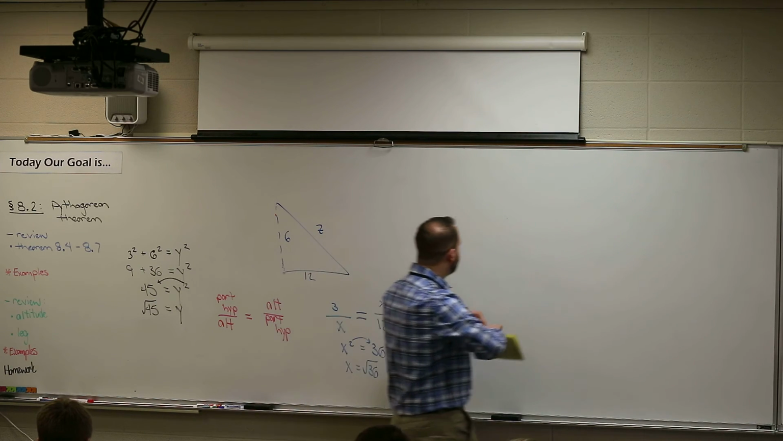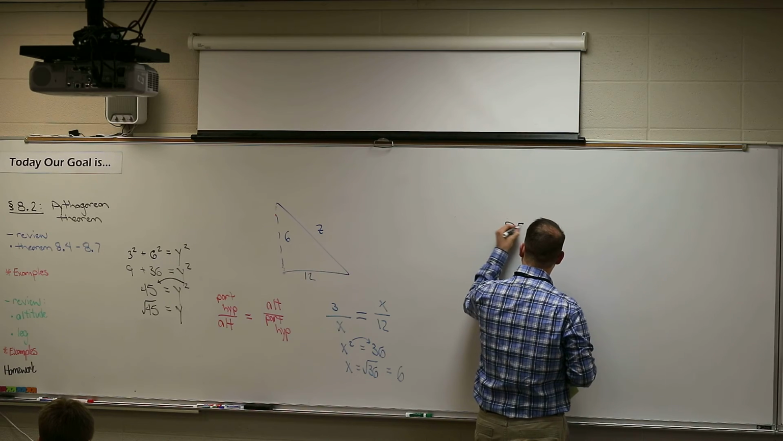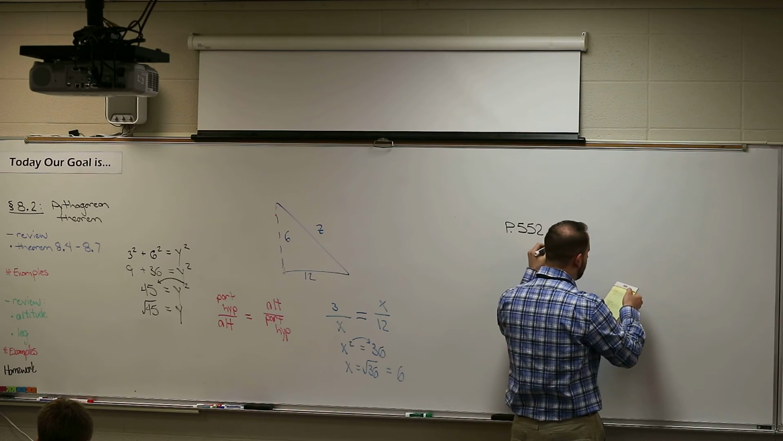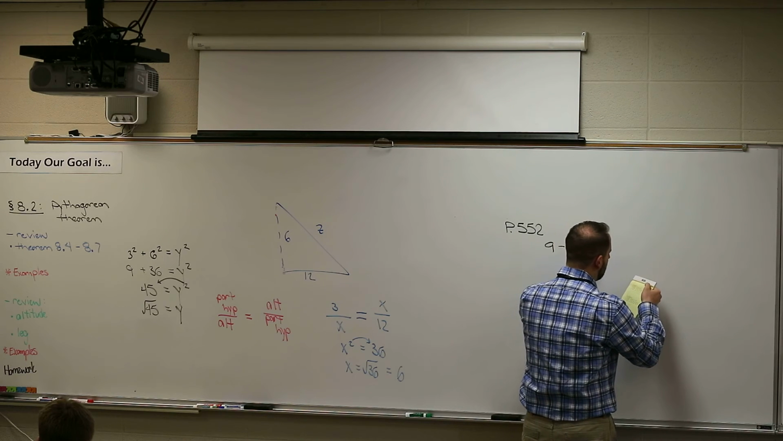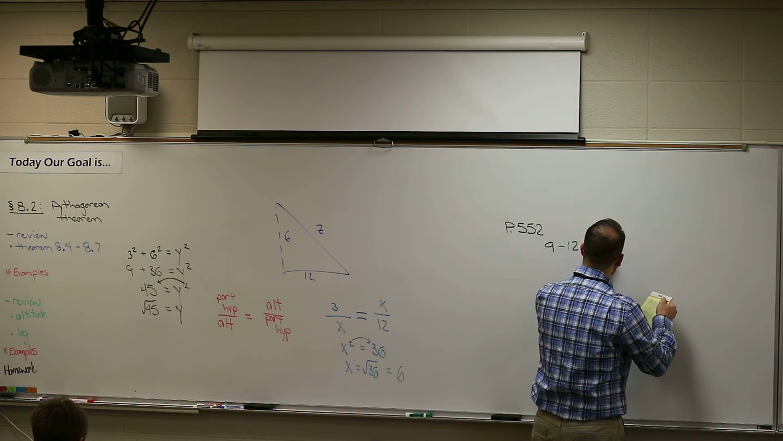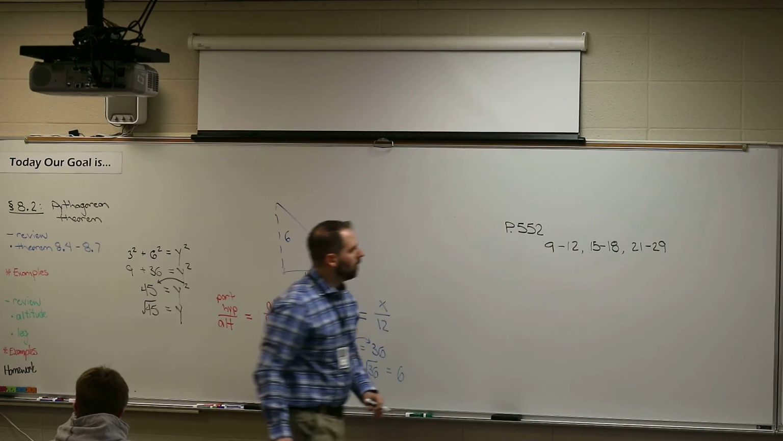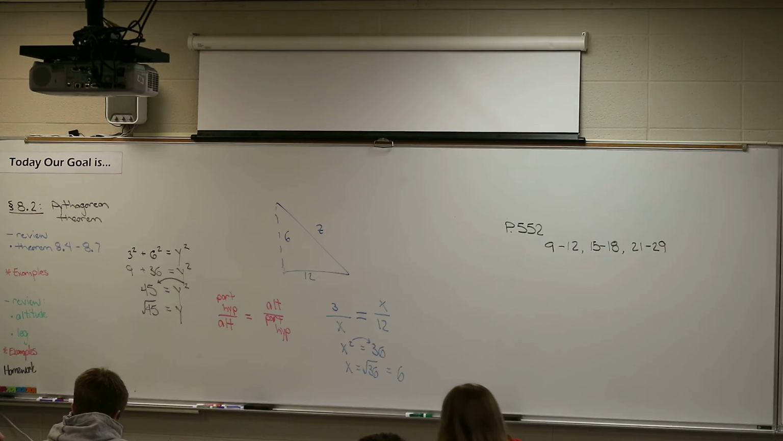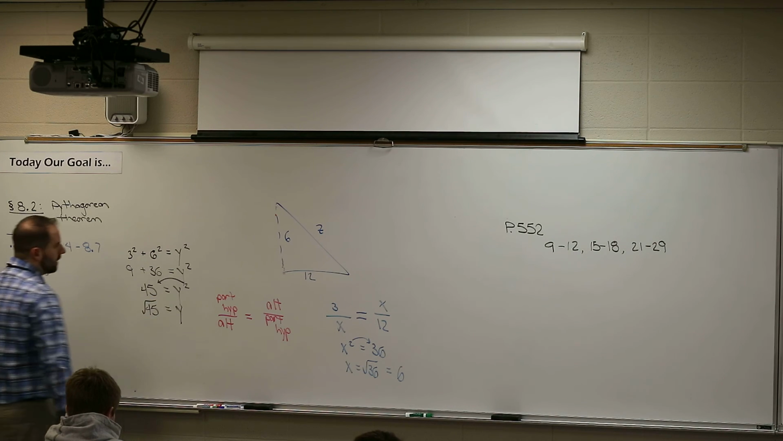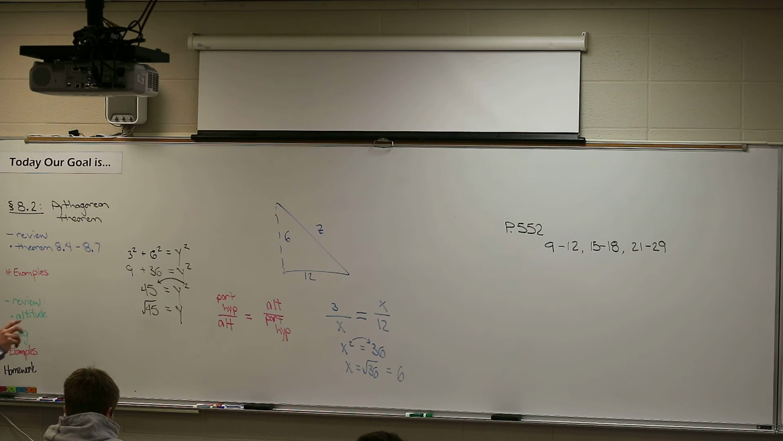It is page 552, problems 9 through 12, 14 through 18, 21 through 29. Now most of those problems are just the Pythagorean theorem. Just find a missing side of the triangle. You can leave them as square roots if they don't work out to be perfect. Like if you want to leave it as square root of 45, that's fine. Some of those problems, I think 21 through 29, the majority are, tell me what type of triangle it is. Is it right, obtuse, or acute? They have the numbers there for you.